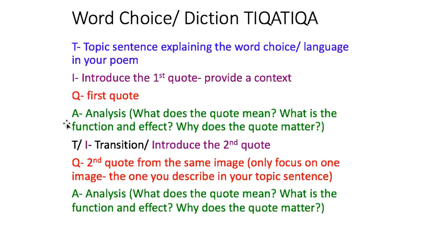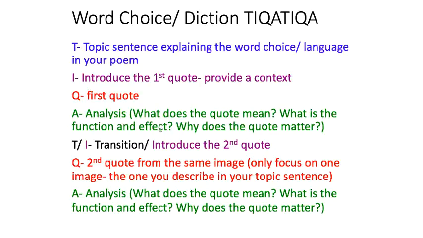In your 3 sentences, you should be answering these 3 questions. What does the quote mean? What is the function and effect? And why does the quote matter? The function and effect should be pretty simple in this analysis because the first quote describes whatever your first descriptive word is. So if you're choosing negative connotation, the first quote is going to be words that have negative connotation, which means that's going to be your function, and then you're going to describe the effect.